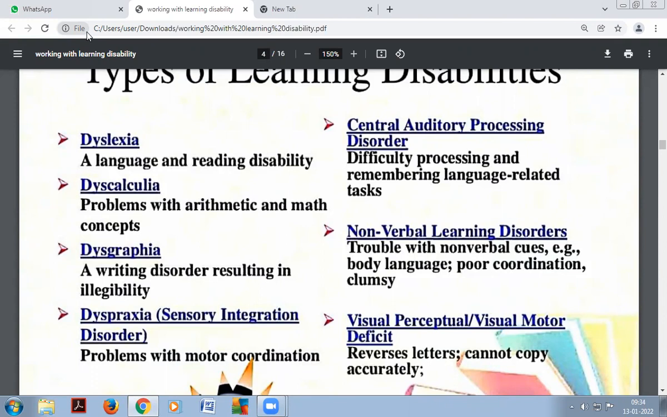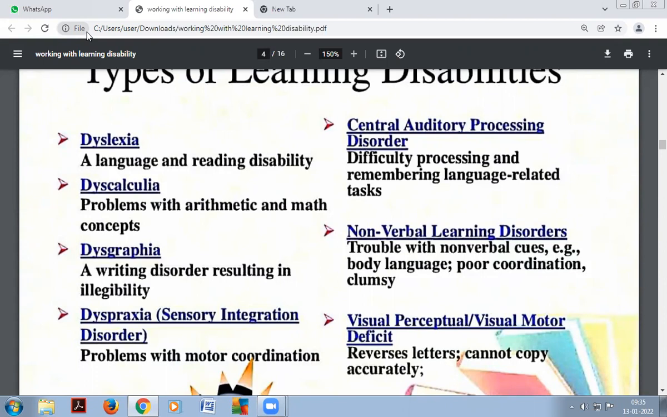In order to run, jump, write, or cut something, the brain must be able to communicate with the necessary signals to complete the action. If your brain is not totally involved there, whatever activity the student has been given, they will not show interest in it. Here the student is suffering from sensory integration disorder, which we call dyspraxia. I hope you have understood this one also. And next one is central auditory processing disorder.